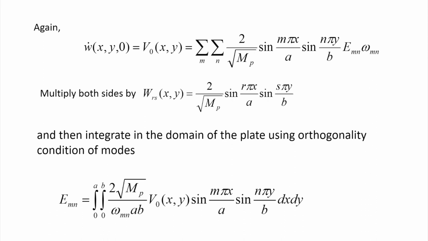Multiply both sides by this wrs, that means the same procedure we will adopt here to extract the value of emn. So wrs is another mode shape function in the mode rs, and then integrate over the domain of the plate using the orthogonality condition of the modes. Then we get emn equal to integration limit 0 to a, integration limit 0 to b, 2 root over mp divided by omega mn ab v naught xy sin m pi x by a sin n pi y by b dx dy. So emn and hmn are obtained.